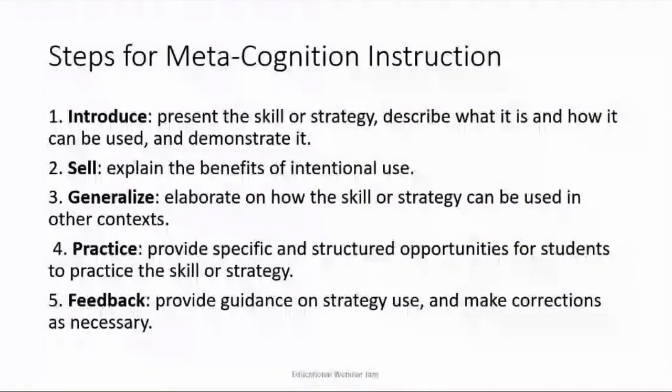Number two, sell. Sell the idea of metacognition. Explain the benefits of intentional use of thinking about their own thinking process. Number three, generalize. Elaborate on how the skill or strategy can be used in other contexts. How they can pick up the good things and apply them on others. Number four, practice. Provide specific and structured opportunities for students to practice the skill or strategies, right?